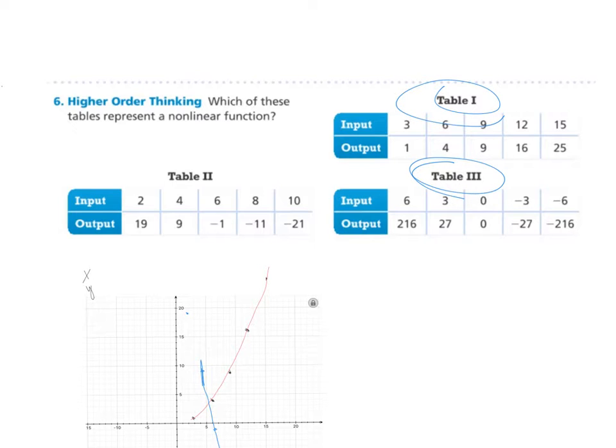Another way you can tell that without graphing them is if they're increasing, like in table 1, our x's are increasing by 3 each time. If the x's increase by the same amount each time, the y's should also be increasing by the same amount each time, or decreasing, whatever. So y is increased by 3, increased by 5, increased by 7, increased by 9. It's a pattern, but it's not doing the same exact thing each time.